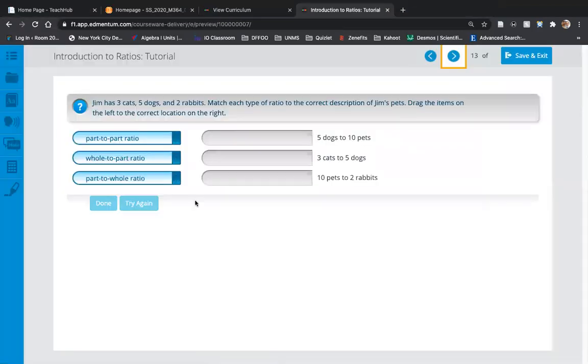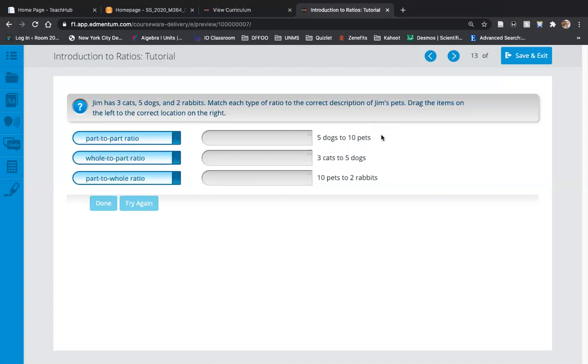Right? So ideally, you guys already did this yesterday. I'm just kind of reviewing some stuff, going over some things. It says Jim has 3 cats, 5 dogs, and 2 rabbits. Match each type of ratio to the correct description of Jim's pets. So if I'm talking about 5 dogs to 10 pets, is that part to part, whole to part, or part to whole? Can somebody help us out with that?